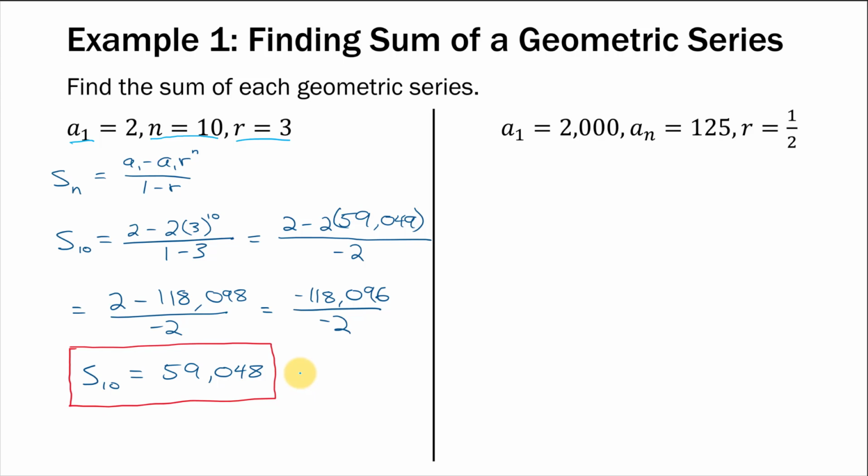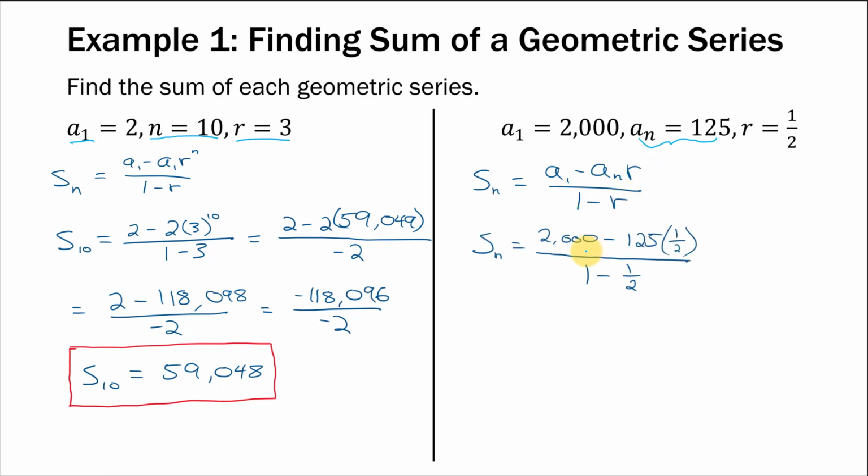Okay, in our second one, I'm given a sub n is 125. So we need to use our other formula here that says a sub 1 minus a sub n times r, all over 1 minus r again. Okay, so I know that a sub 1 is 2,000, minus a sub n is 125, and I am given r is equal to 1 half, sorry.